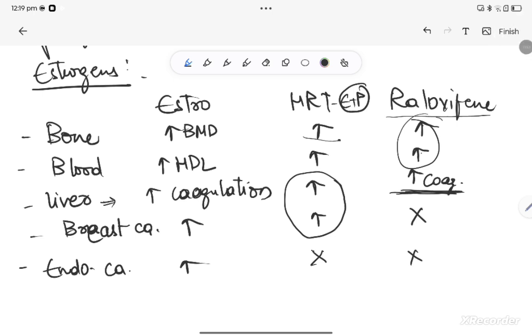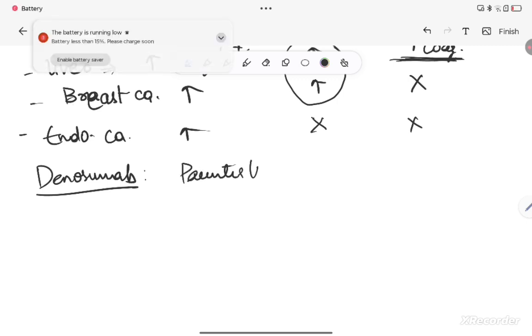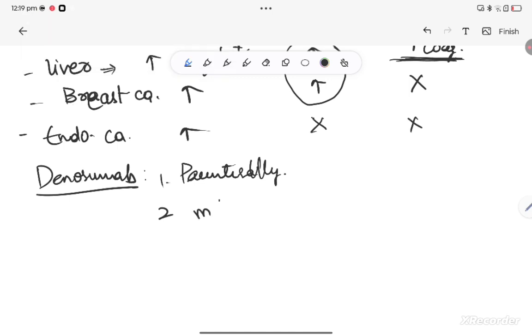Now we will talk about Denosumab. Denosumab also has very little role. It is very costly. It's a monoclonal antibody, so given only parenterally. And the second thing is it is a monoclonal antibody against RANK. So osteoclastic activation does not happen and it is used in bisphosphonate resistant osteoporosis. Rarely we use it.